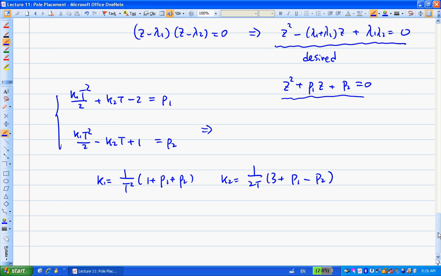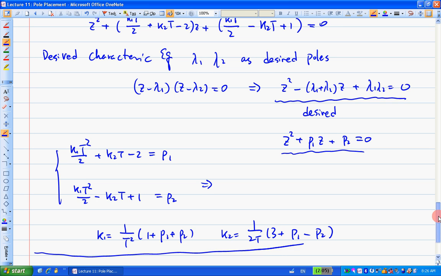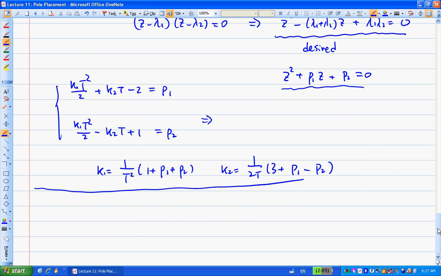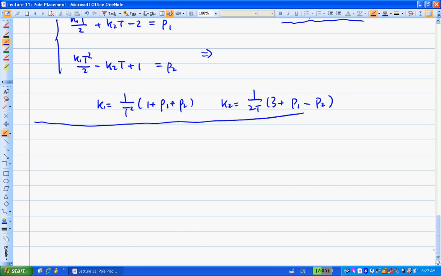Now let's take a look at another example. In this particular case, the process of picking the desired poles, lambda 1 and lambda 2, was not involved. Basically, this question didn't really tell us based on what criteria you pick the desired lambda 1 and lambda 2. You do have certain criteria, certain guidelines, which sometimes we call the user specifications.